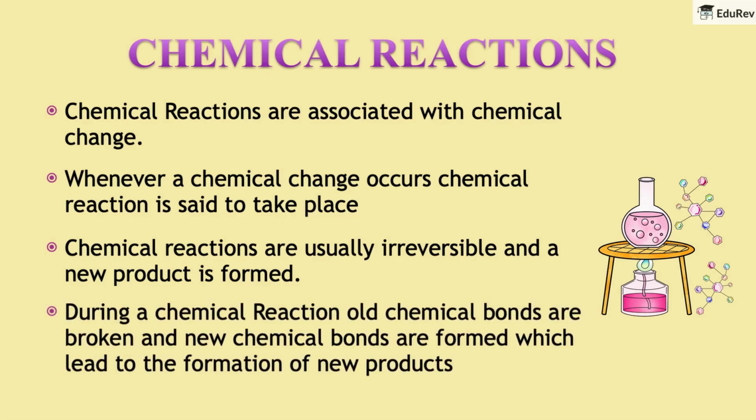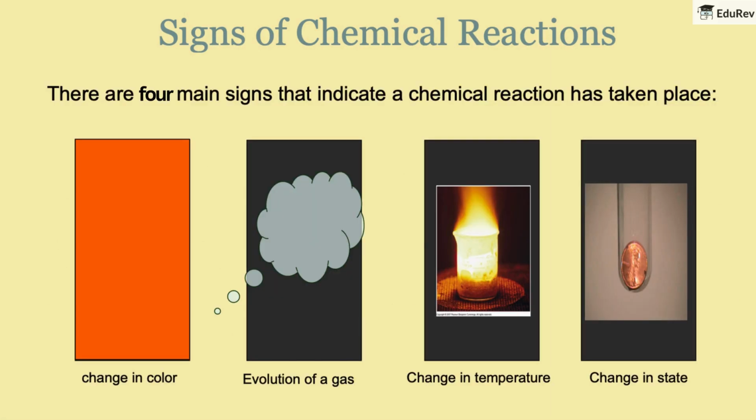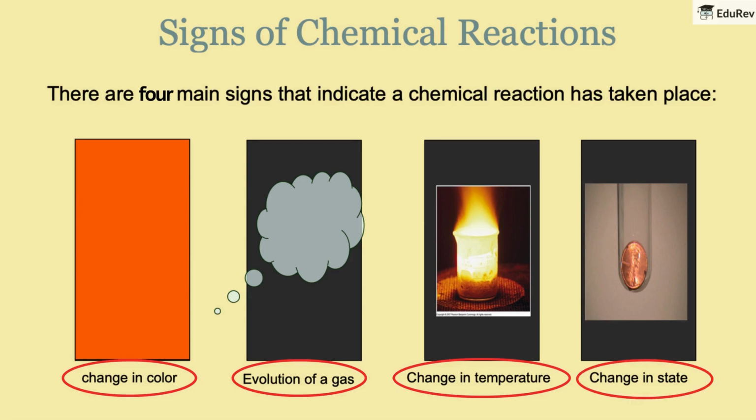During a chemical reaction, old chemical bonds are broken and new chemical bonds are formed, which leads to the formation of new products. And how would we know if a chemical reaction has taken place? There are four main signs that indicate a chemical reaction has taken place: change in color, evolution of a gas, change in temperature, change in state.